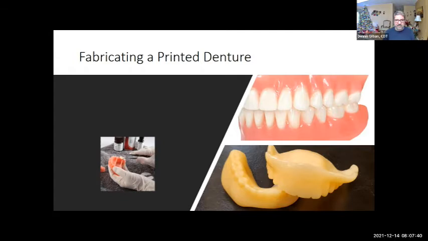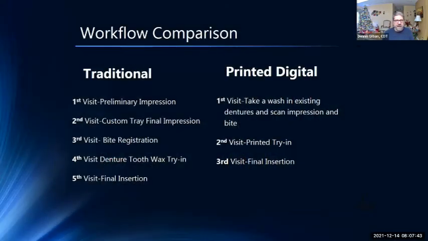So let's get started and look at the workflow comparison. I mentioned earlier the traditional method, which was a 5-visit workflow in the operatory, from the preliminary impression all the way to the final insertion. With printed digital technology, we can cut that 5-visit workflow down to 3 visits. In the first visit, if you take a wash impression in the existing denture and scan the impression and the bite and send it to us at the laboratory, we can get started right away on a printed try-in. Those printed try-ins are going to look a lot different from what you're used to seeing in the wax try-in.